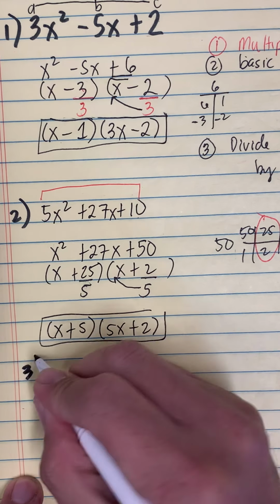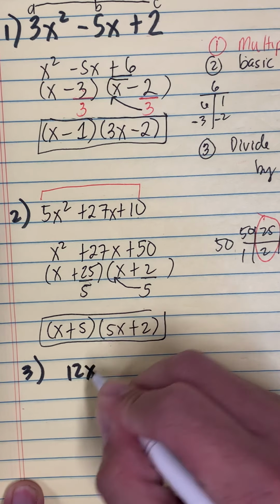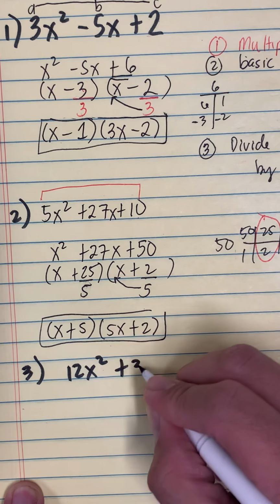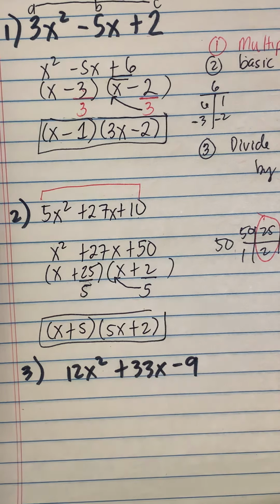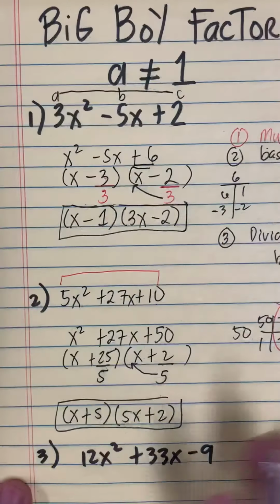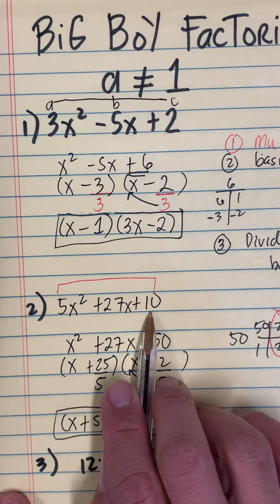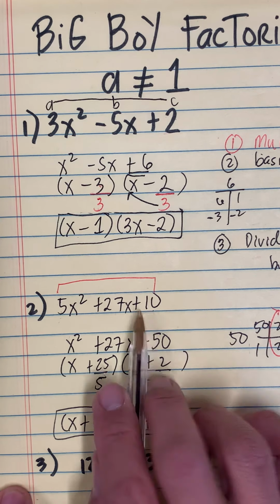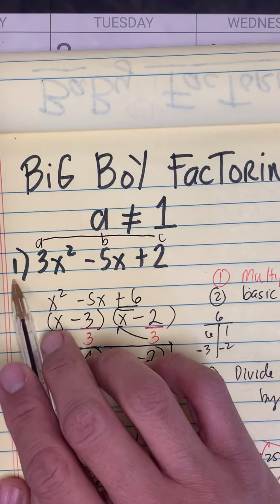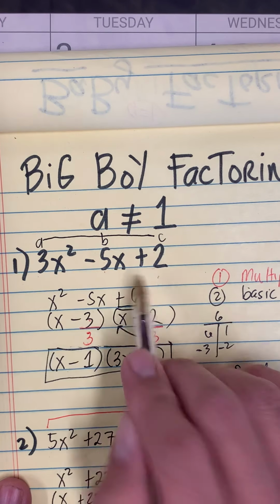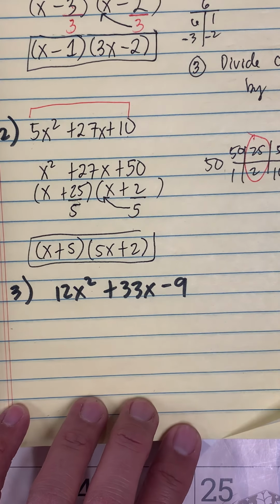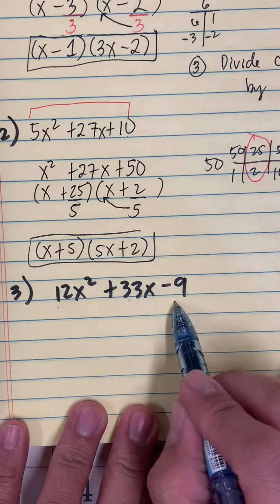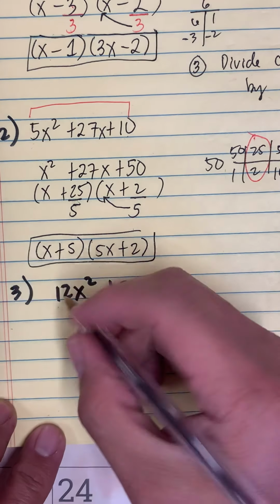Number 3: 12x squared plus 33x minus 9. Okay. When we did number 2, 5, 27, 10, they don't have any common factor. When we did number 1, 3, negative 5, and 2, they don't have any common factor. Look at number 3. Do they have anything in common? 12, 33, 9. Obviously, they're all divisible by 3.